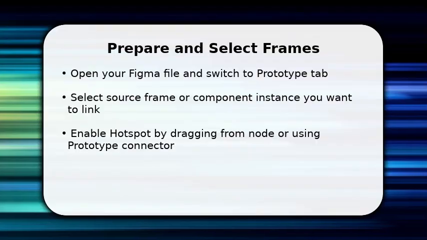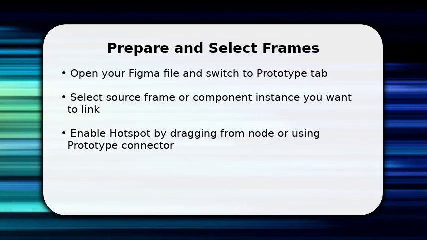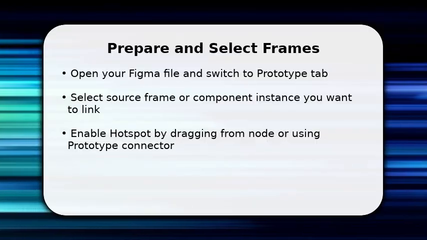Enjoy the video. You're starting with a live Figma file. Make sure the prototype panel is visible. First, click the frame or component instance you'll use as the interactive trigger. Then click the circular node on the right edge and drag to the destination frame. That creates a hotspot connection so you control where users navigate.